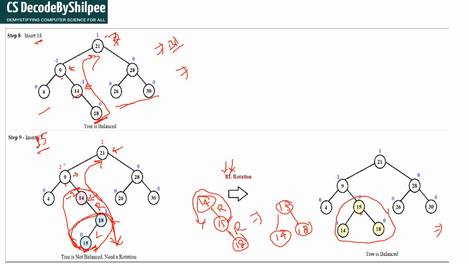Now you calculate each and every node's balance factor and check that it is in the range of -1, 0 and 1. The balance factors you calculated are 0, 9 is 1, 21 is 1, 28 is 0, 30 is 0, 0, 26 is 0, which means all of these are in the range. It means that this is balanced.